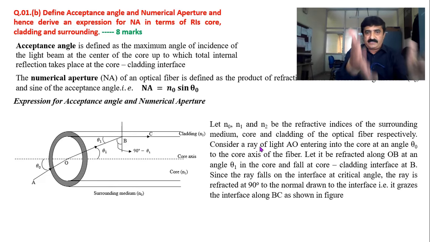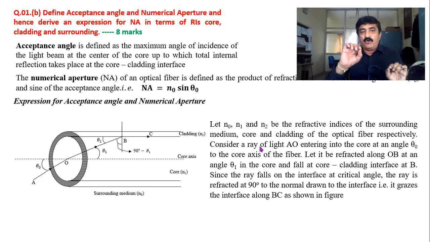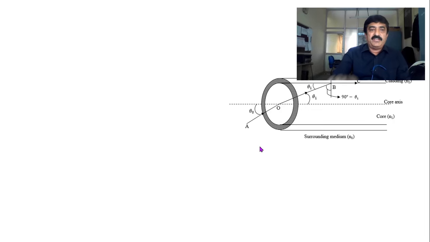Whatever I explained was in words. Okay, so for this diagram explanation, 1 mark is reserved. You write AO is the incident ray, OB is the refracted ray, BC is the ray grazing the surface, theta naught is the angle of acceptance. You can explain the diagram like this. Then you start with the derivation.